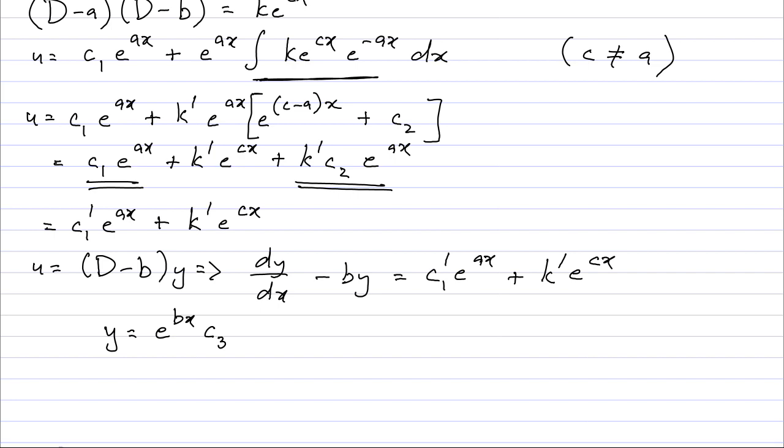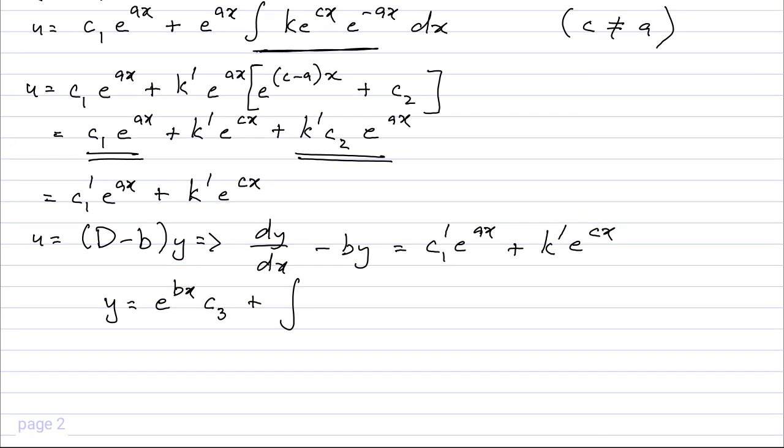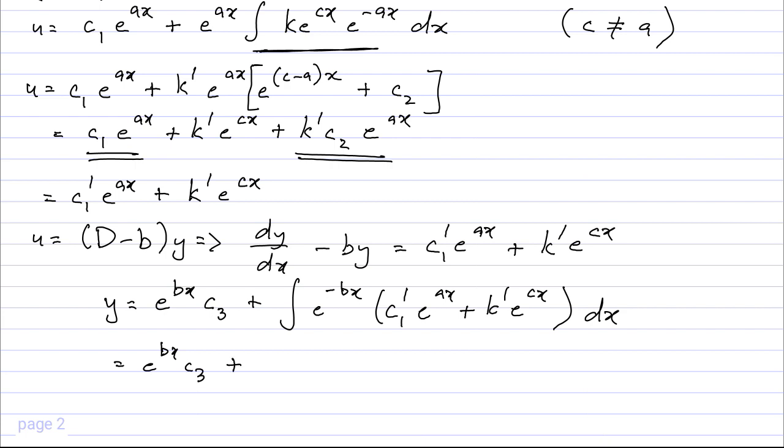Okay, e raised to power bx, plus integral of, let's use the first order linear homogeneous equations expression, e raised to power minus bx, and then you have q over here, c1 prime e raised to power ax plus k prime e raised to power cx, dx. Okay, right? So this is going to be e raised to power bx c3 plus, oops, there's also e raised to power bx outside.